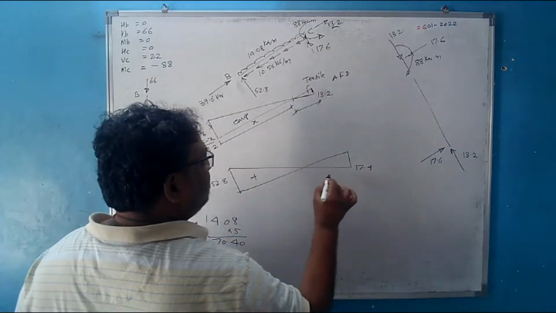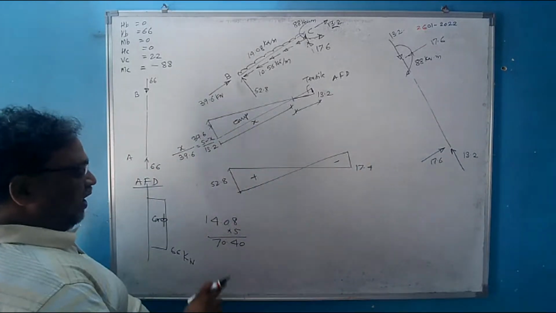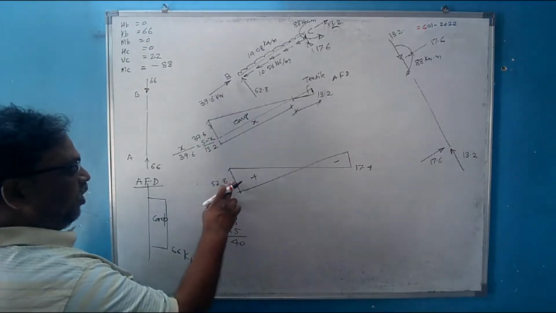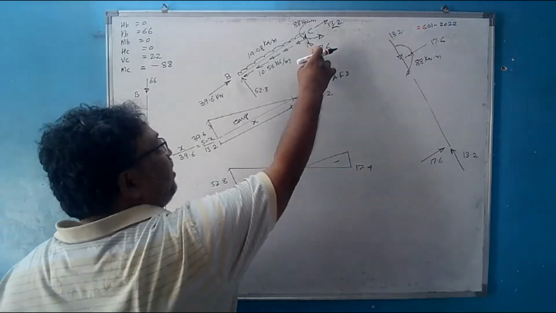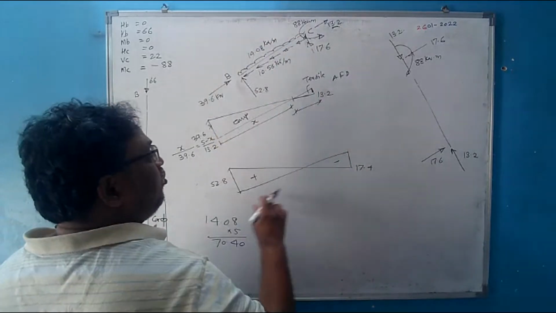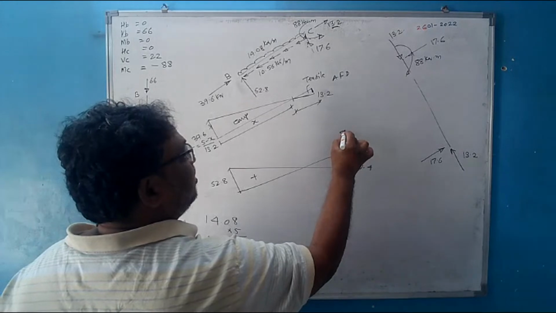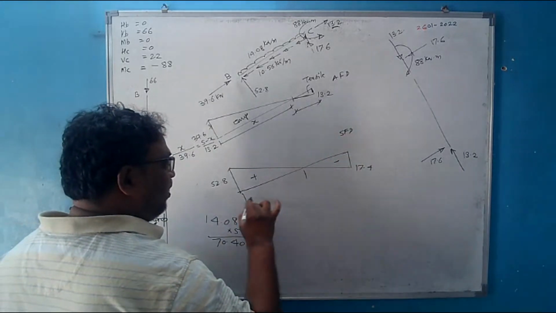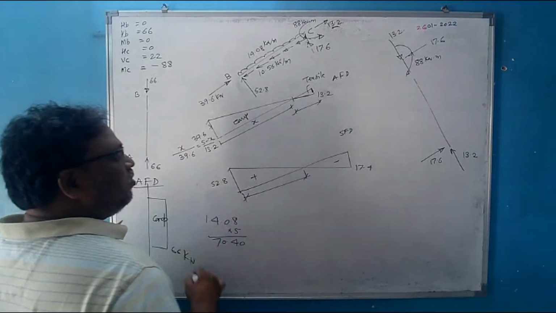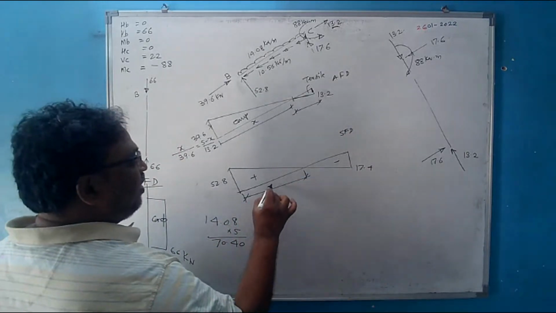This is plus, this is minus. Why it is 70.4? 52.8 minus 70.4, you will get minus 17.4. फिर ये वापस ऊपर जा रहा है 17.4, so it will become plus. This is the shear force diagram. You need to locate this point where the shear force is zero. How to get it? Again use symmetry of triangle here.